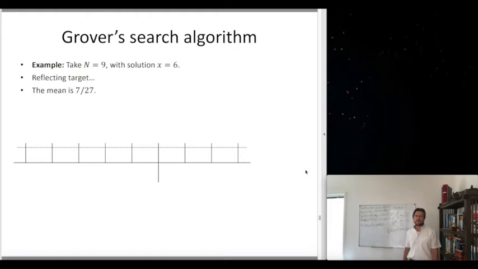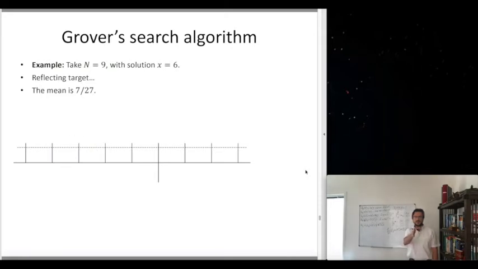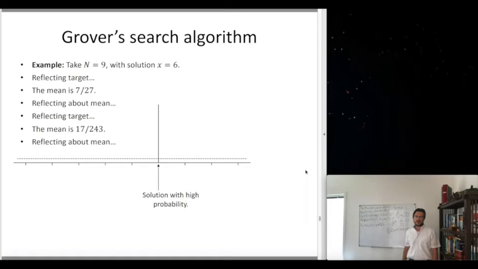Another example, so if we take n equals 1 with the solution 6, then reflect the target like we did before in the previous slide, then the result is 7/27, and then reflect about the mean, reflect the target again, the mean is 17/243, and you can see for the result being 6, how it changes, right? So the probability increases for the result of 6 being measured. Okay, reflecting about the mean, solution with high probability.